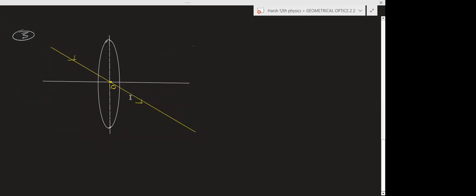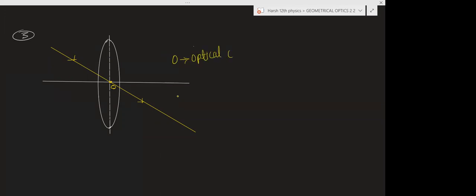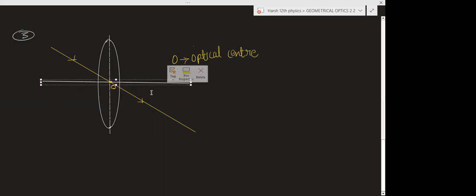O is the optical center. And what does the white color line represent? Principal axis. Okay.